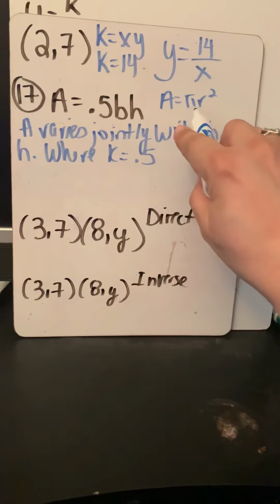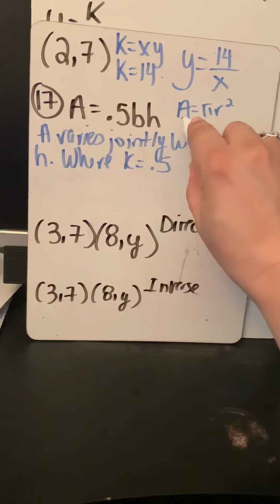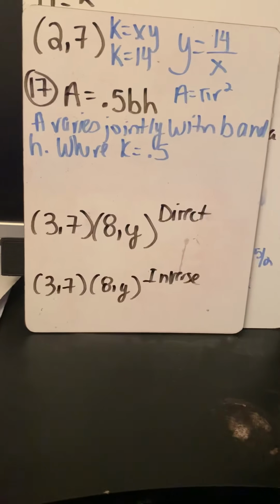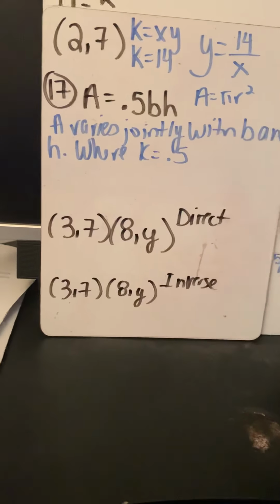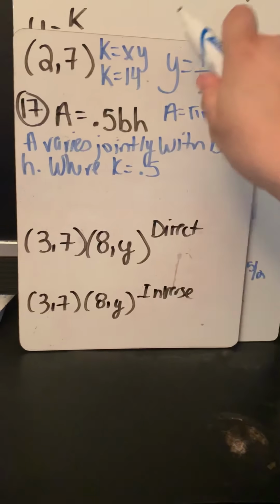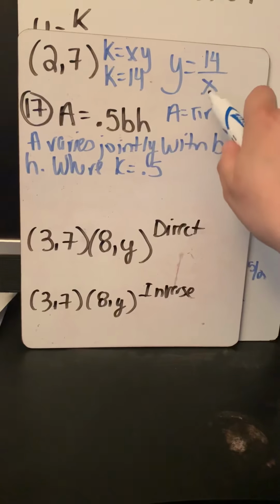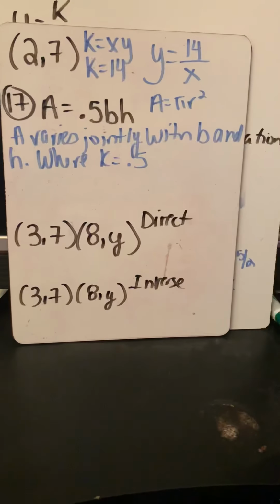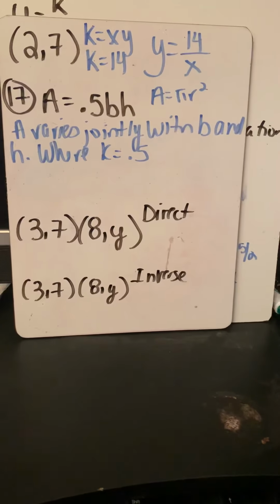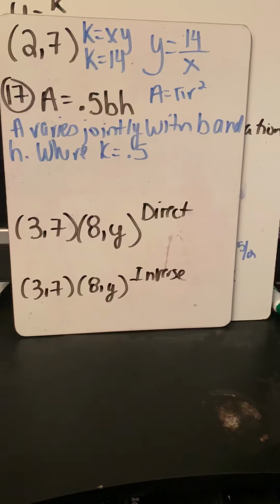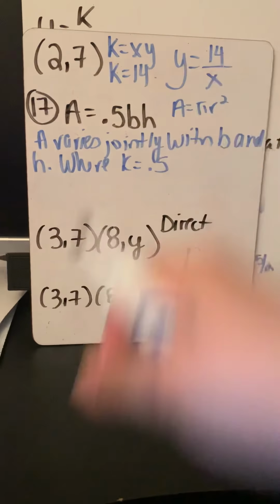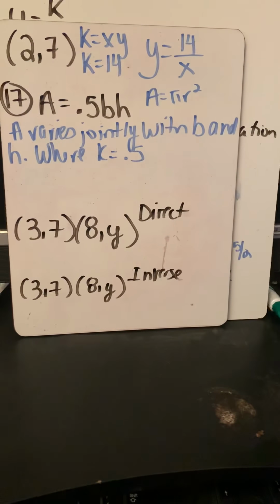So if I were to describe this one here, I would say that A varies directly with r squared, or A varies directly with the square of r, where pi is my k. And if I were to describe this one up here, I would say y varies inversely with x, because that's an inverse variation. So there were three different ways that I could describe what is happening in an equation. And here I would say 14 is my constant of variation, because that's the one that's not going to change. That's the k that we found.